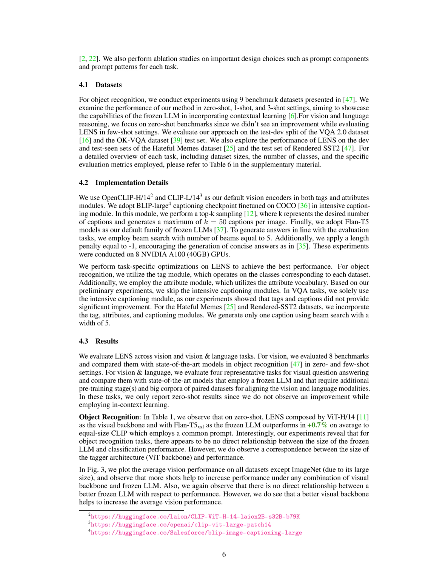Subsection 4.2 Implementation details. In both the tags and attributes modules, we employed OpenCLIP H14 and CLIP L14 as our go-to vision encoders. For the intensive captioning module, we used a model called BLIP Large, which was fine-tuned on a dataset named COCO. Here, we used a process known as top-K sampling, where K denotes the desired number of captions, allowing us to generate up to a maximum of 50 captions per image.